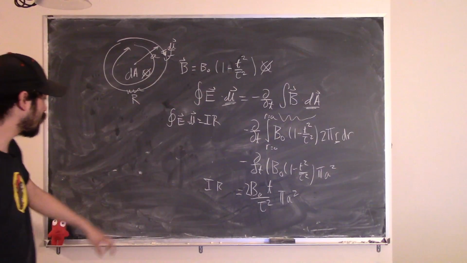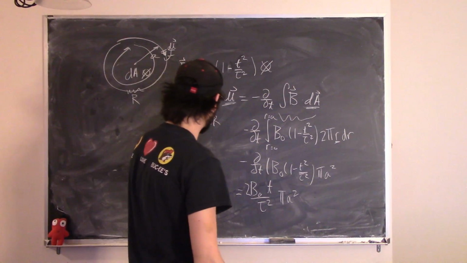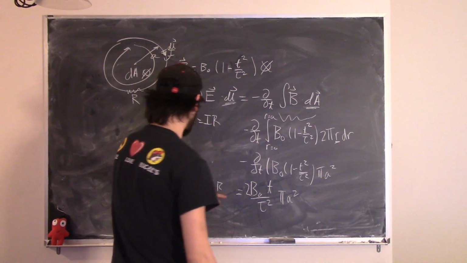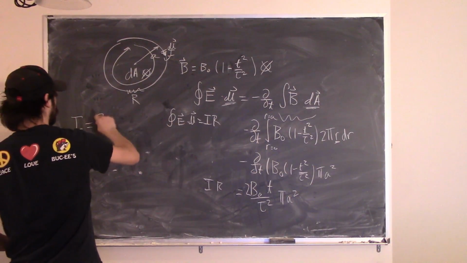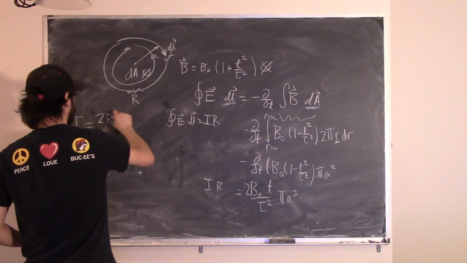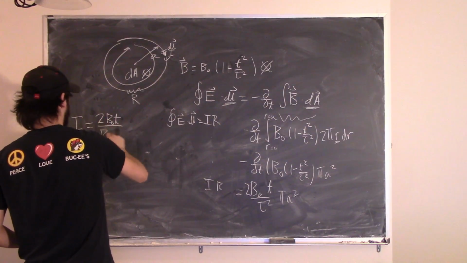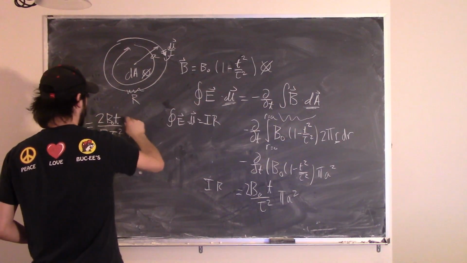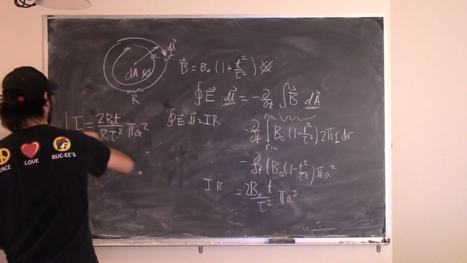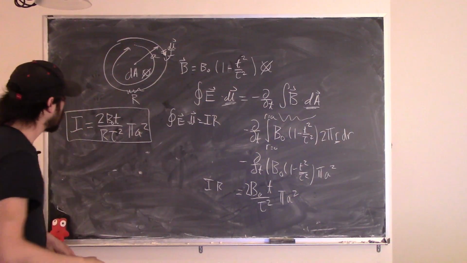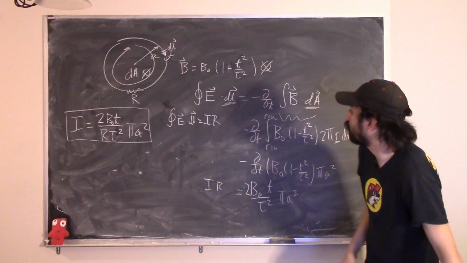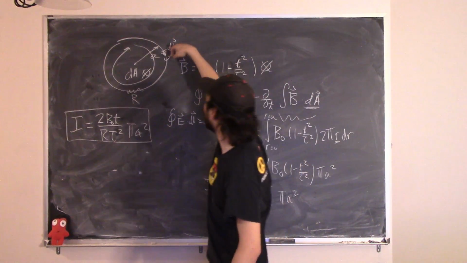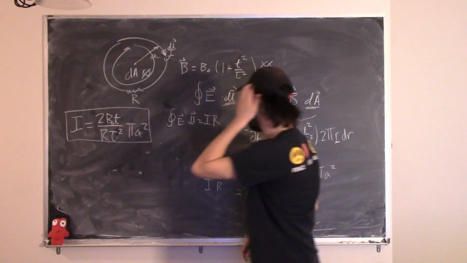And now the last thing I need to do is divide both sides by the resistance to solve for I. And so what this says is I is equal to 2 B0 t divided by R tau squared pi a squared. Okay? And that's it. So we went through the whole process of finding what the current is, and I labeled the direction of it here just by using Faraday's law.